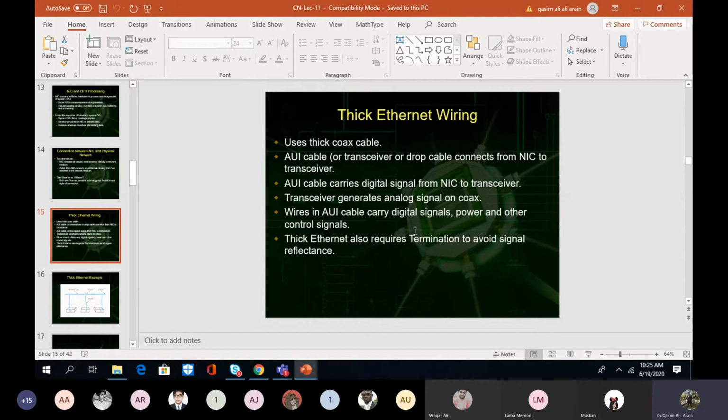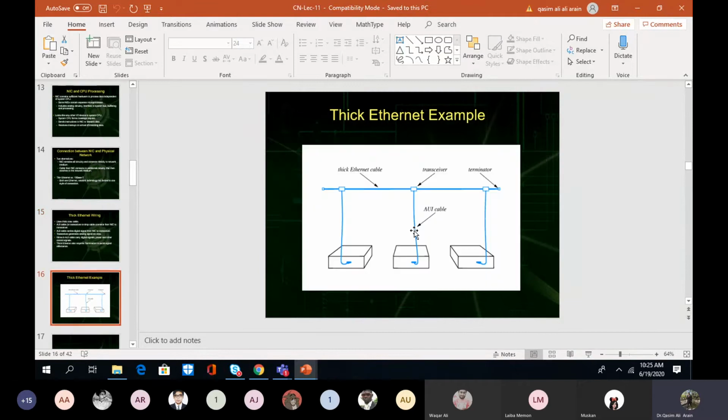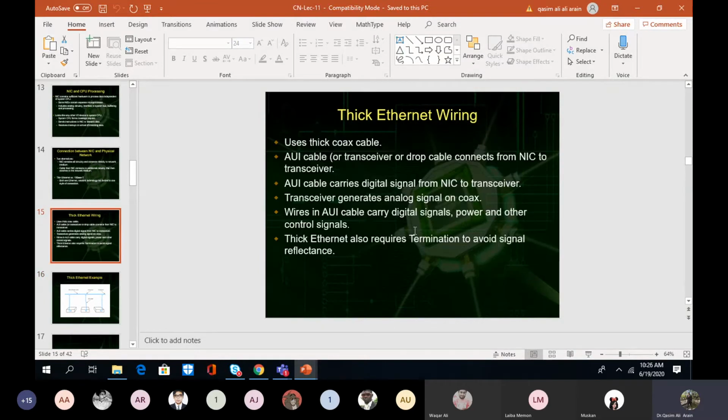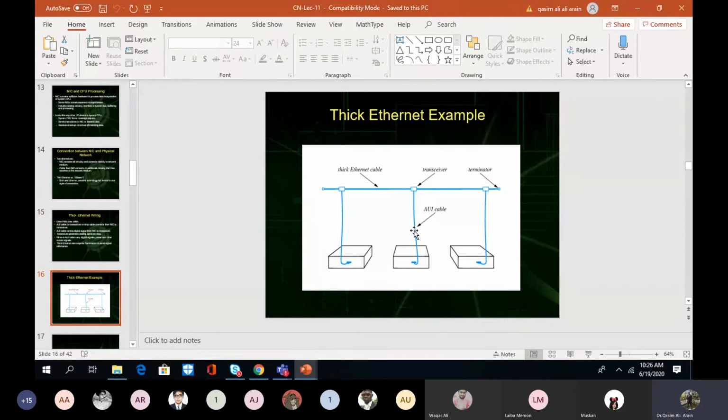Okay. In this particular scenario, this is regarding the thick Ethernet wiring, right? So I would like to explain all these things in the next slide. If you can look at this particular diagram, right? You have a single cable over here, this is your thick Ethernet cable, right? This is your transceiver. This is your AUI cable, which is connected with your network interface card. Now these are the network interface cards, right? Now these are the terminators.